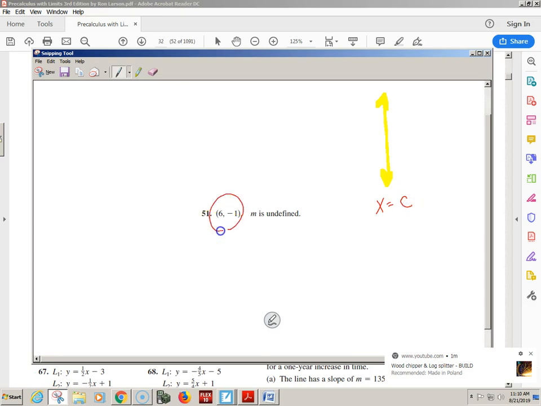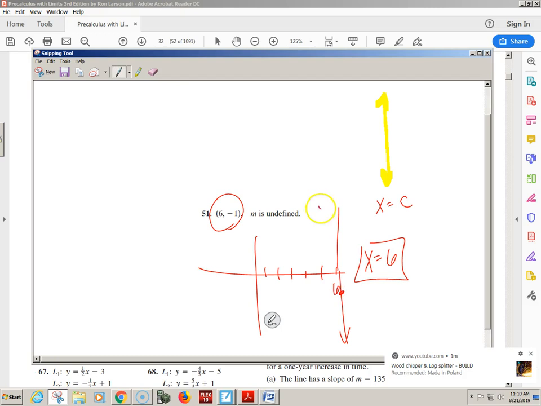X equals a constant. And it has to go through this point. Well, if x has to equal a number, it has to go through that point. What's the x of the point? So guess what? Would the line x equals 6 go through the point (6, -1) and have an undefined slope?